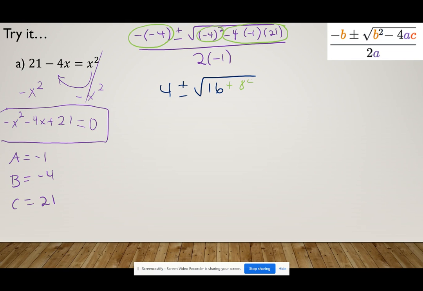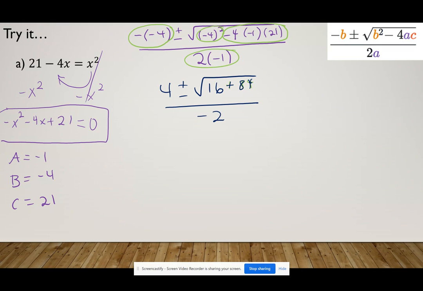Positive 84. Sorry, I forgot to change colors there. Let's see if I can type over top of it or write over top of it. There we go. Over. And then our last piece is our denominator. 2 times negative 1. 2 times negative 1 is negative 2.